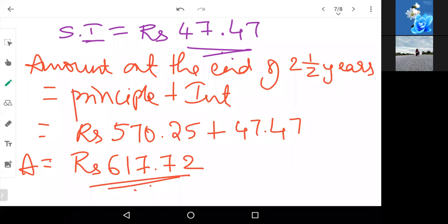Understood? Is it clear? Any doubts? Everybody understood? Okay. So we shall stop here for today and we'll continue tomorrow.